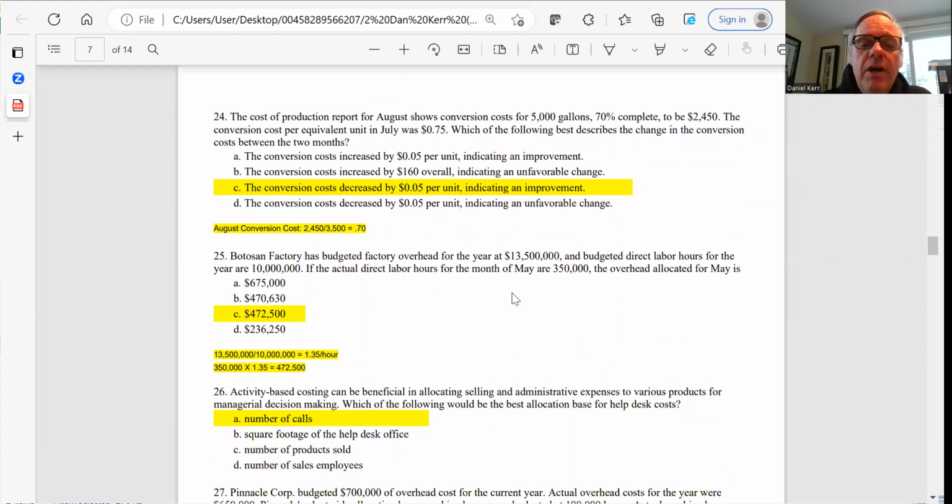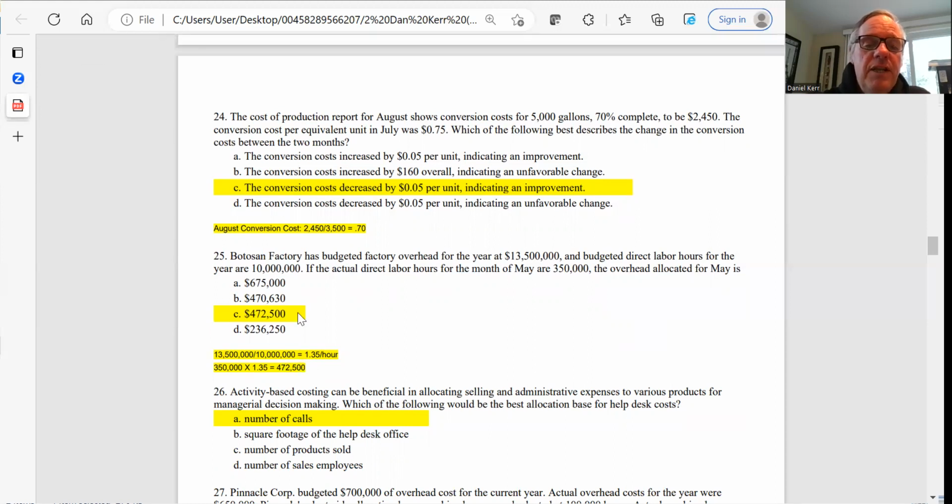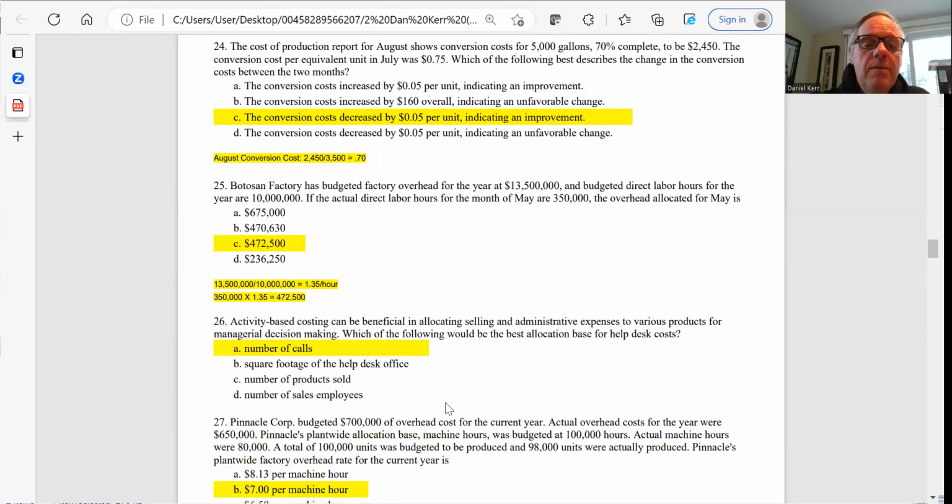25. Boston factory had budgeted factory overhead of 13,500,000. Direct labor hours for the year are 10 million, and the actual factory overhead for the month is 35,000. The overhead allocated for May is... So what you need to do is take the overhead rate, which is the 13,500,000 divided by 10 million, which is $1.35 an hour, multiplied by the number of direct labor hours that we have. So it's 472,500. And with all these things, I do my calculation first, and then I go look and see if that's one of the right answers.